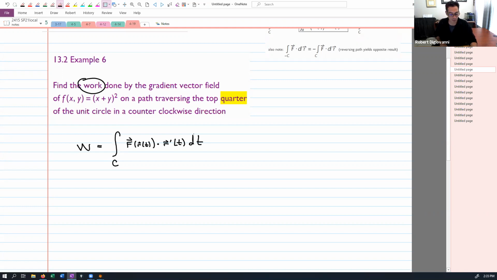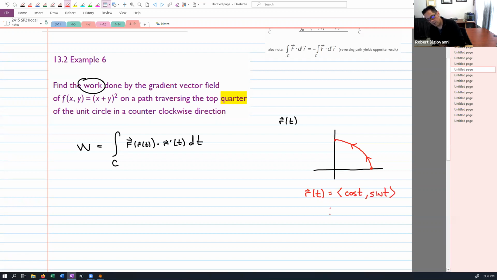Okay, so we need a couple of things here. Let's figure out what r of t is first. We want to be traversing the top quarter of the unit circle. So that's only this part right here. And we want to go in the counterclockwise direction, so we want to go this way. So how about we use this vector function: cosine t, sine t. And we'll let t go from 0 to pi over 2.